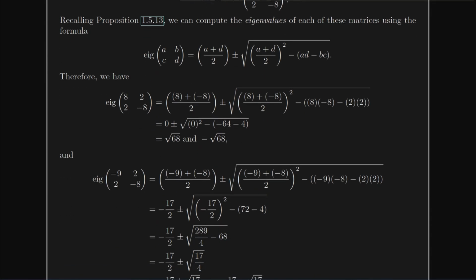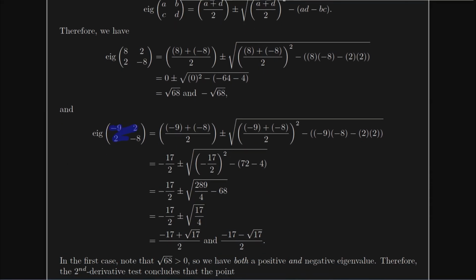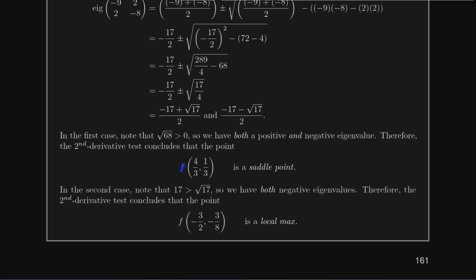the first case. And then in the second case, when we plug in -9, 2, 2, -8, our second Hessian at the second critical point, into our formula for eigenvalues, we get (-17 plus root 17)/2 and (-17 minus root 17)/2, which you could either use a calculator or just remember that square roots make numbers smaller. So root 17 is smaller than 17, meaning both are negative. And if both are negative, that means concave down. And when you remember concave down, you remember it's a local max. And so there I've concluded that my function at the first critical point is a saddle point, and then the function at the second critical point is a local max.